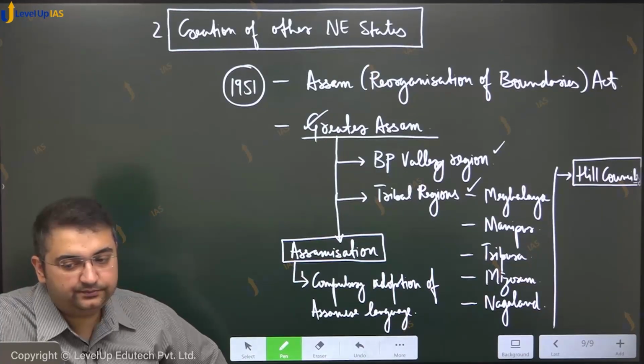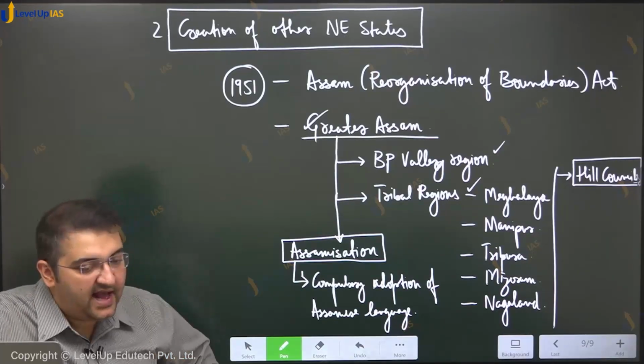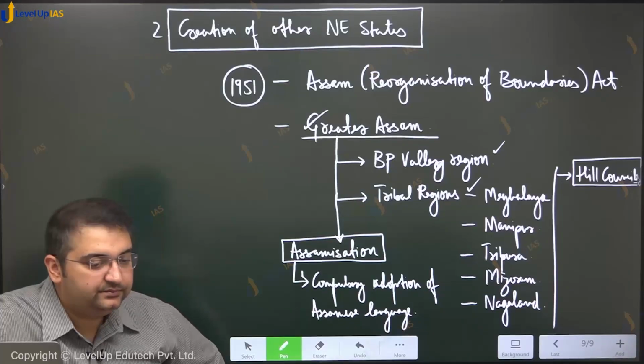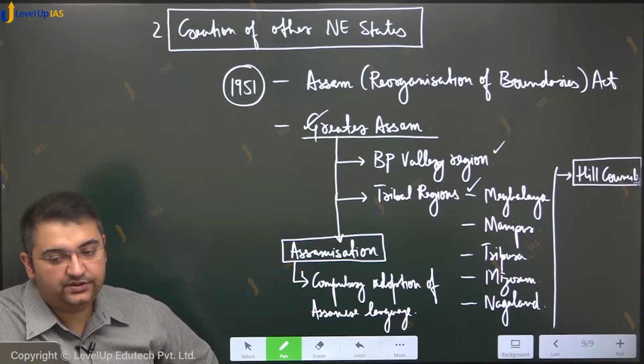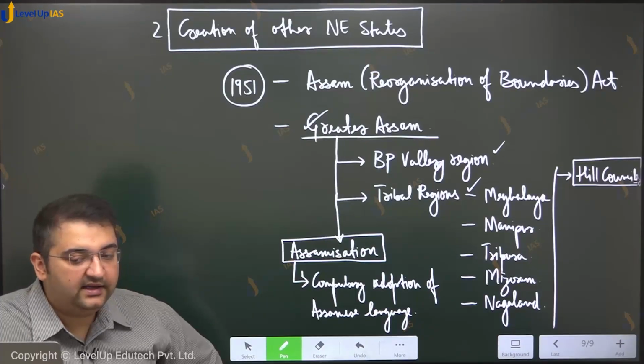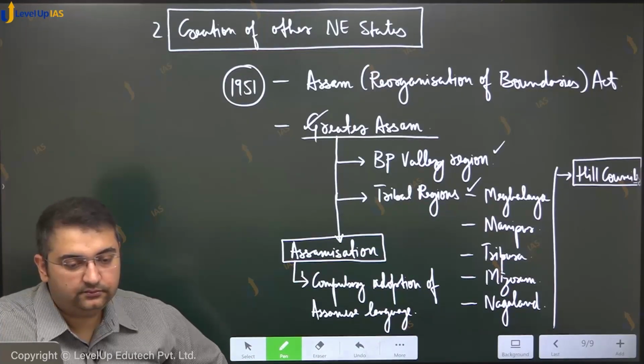Thus, when the Assam government declared its policy of Assamization to make Assamese the state language, the tribal areas formed a grand alliance and their movement often became violent.